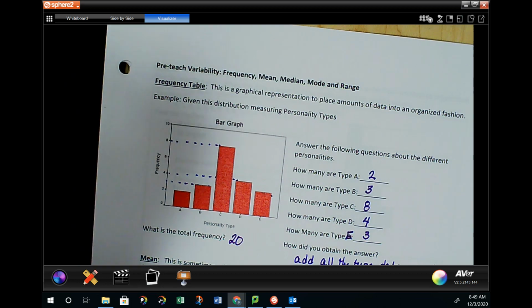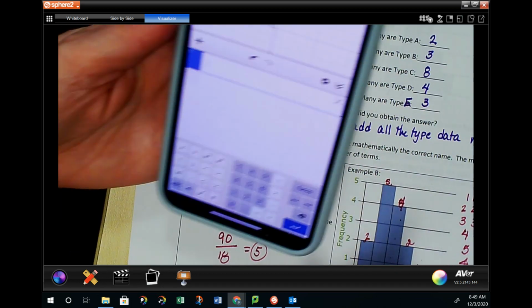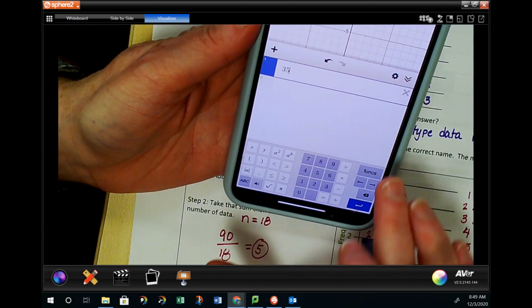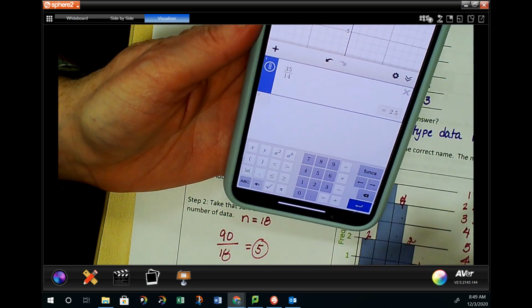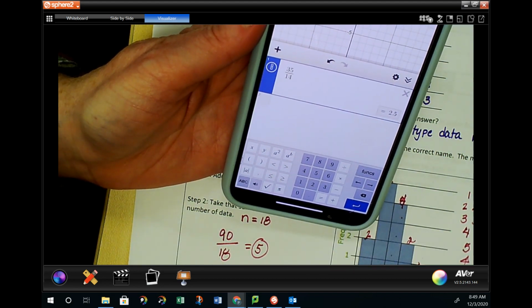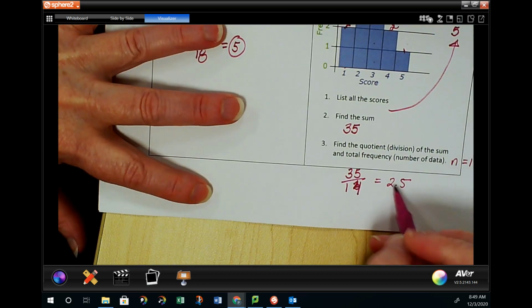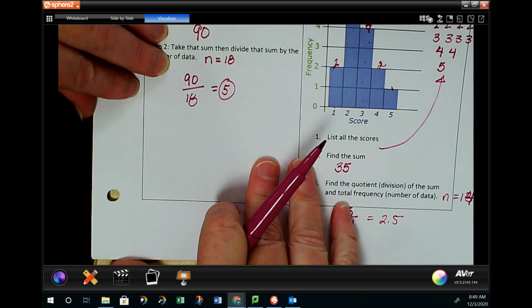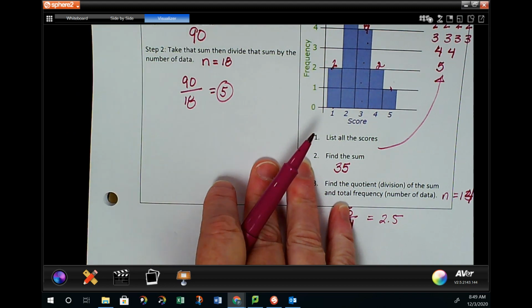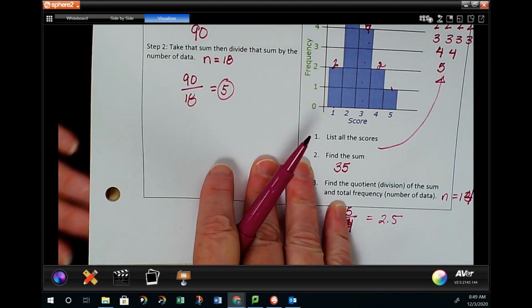And so we just use our calculator. And again, I'm just using my Desmos. 35 divided by 14, and you get 2.5. That is the mean. So that mean is just going to be 2.5. And we're going to use these same numbers the whole entire time. I haven't changed any of the examples. We're just doing different things.